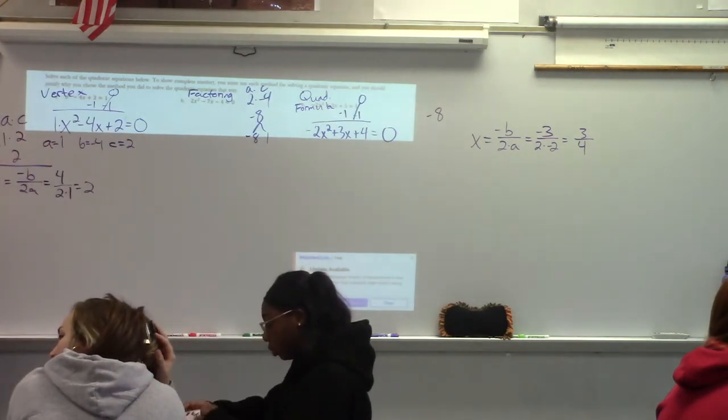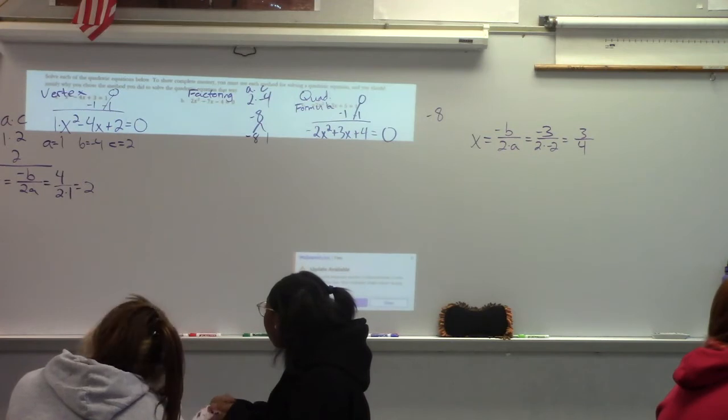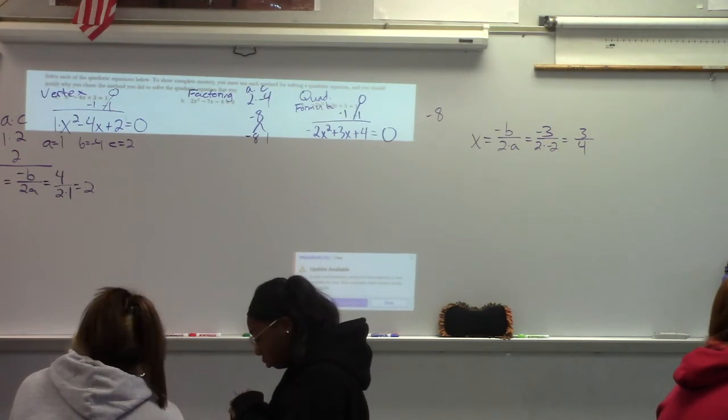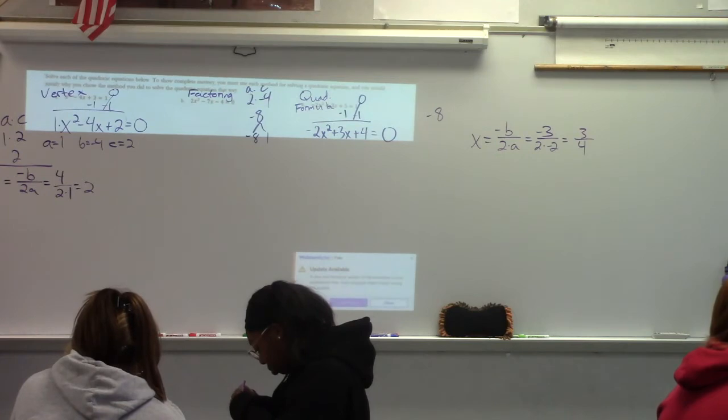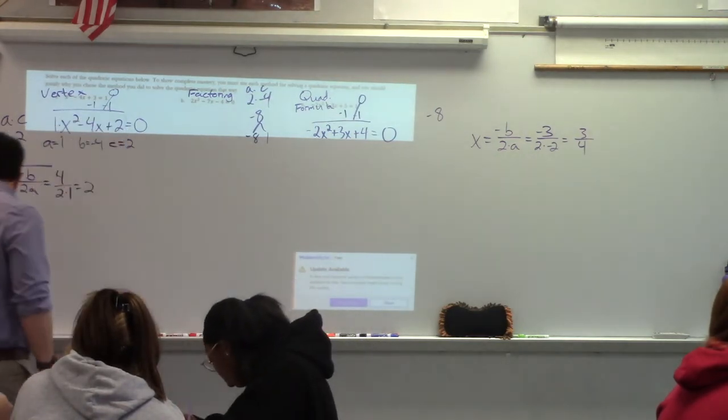Again, strategically choose which methods you're going to use where. Be intentional about those things. Any questions about how to identify which method to use in which situation? Okay. Going once, going twice.